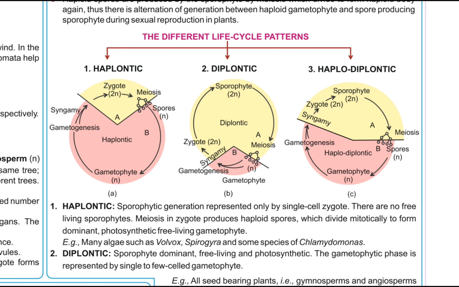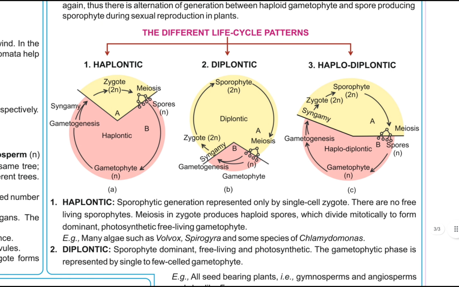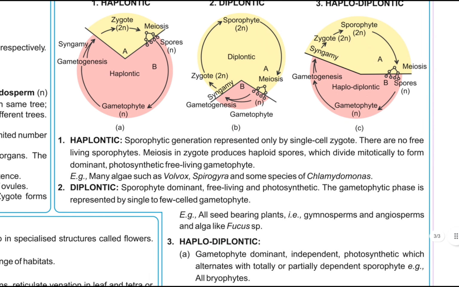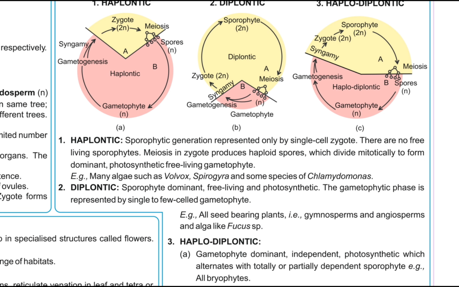The different life cycle patterns: haplontic, diplontic, haplodiplontic. Haplontic: the sporophytic generation is represented only by the single-celled zygote. There is no free-living sporophyte. Meiosis in the zygote produces haploid spores, which divide mitotically to form dominant photosynthetic free-living gametophytes. Examples: many algae such as Volvox, Spirogyra and some species of Chlamydomonas.